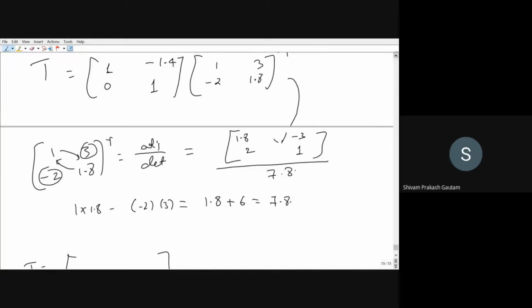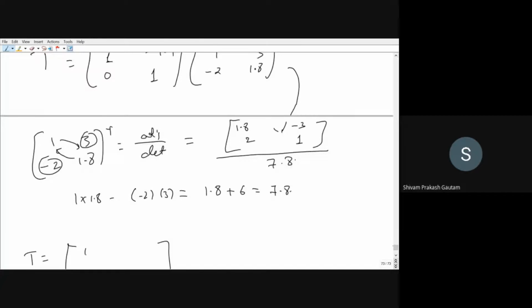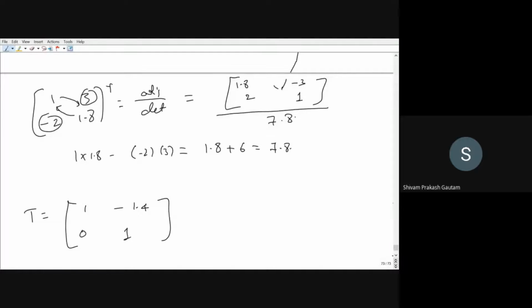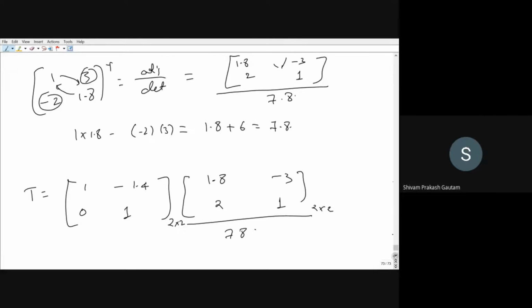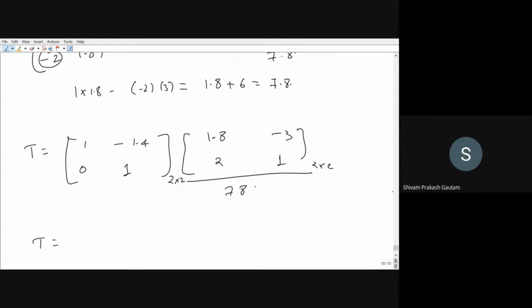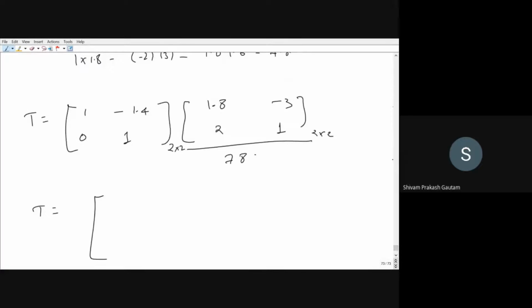1, minus 1.4; 0 and 1. And what is the inverse matrix we have found out? 1.8, minus 3, 2 and 1, whole divided by 7.8. So we have to multiply both these matrices. This is 2 cross 2, this is 2 cross 2, so the T matrix, the final answer, will also be 2 cross 2, whole divided by 7.8. Let us just keep 7.8. At last we will divide.